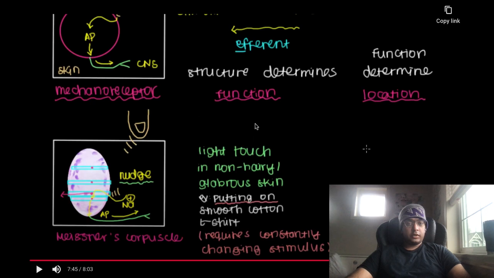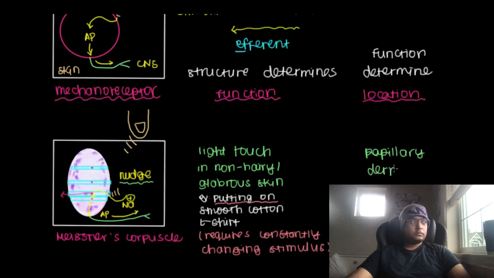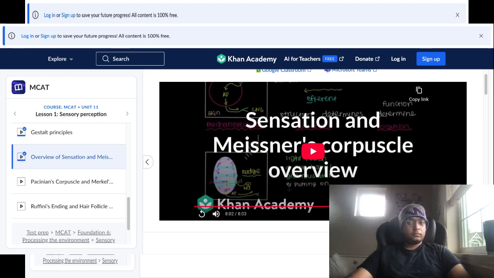Right? So we have structure, function, and that's how we determine the location through that cognitive process. So it's just something you have to memorize. Papillary dermis. That's where it is.